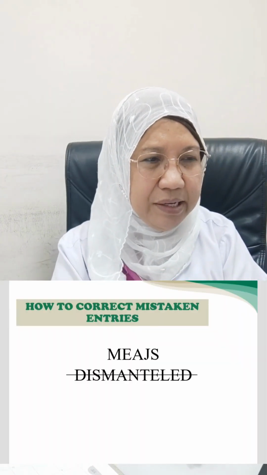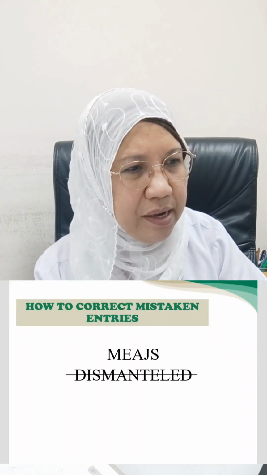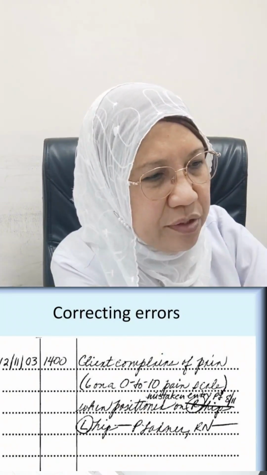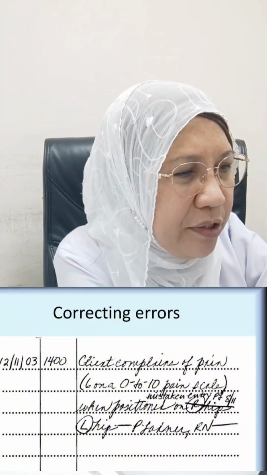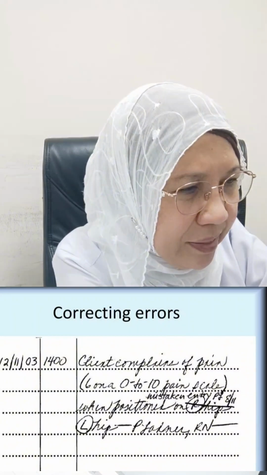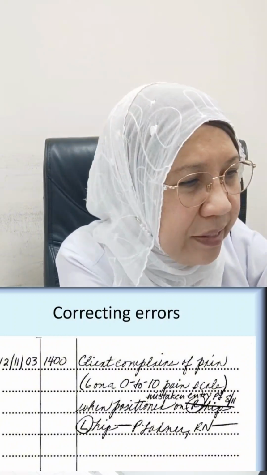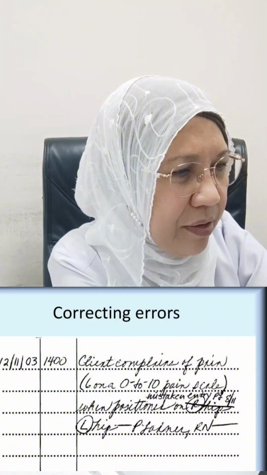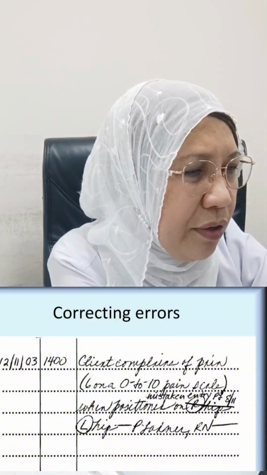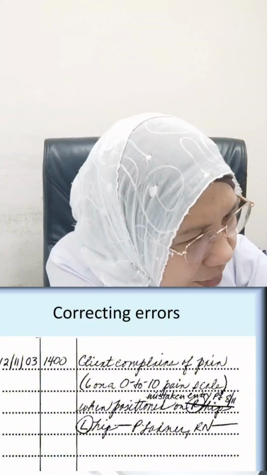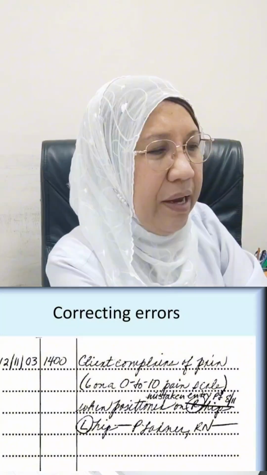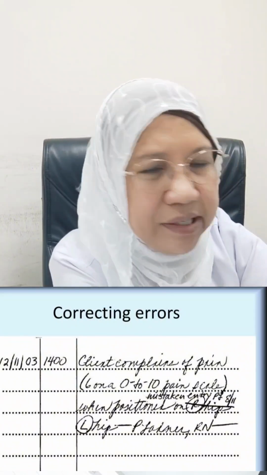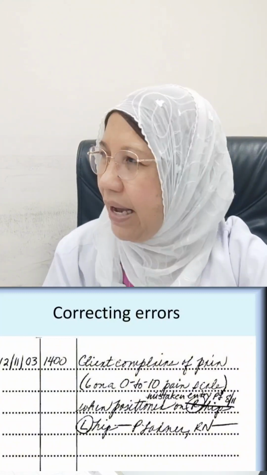Mistaken entries. This is the example. You write the date here, and this is the time. This is my nurse's note: client complains of pain, open parenthesis, this is the pain scale, 6 on a 0 to 10 pain scale. This is the pain of the patient, 6, located on the right hip. What is my mistake here? It is right hip. Instead of left hip, I wrote right hip.